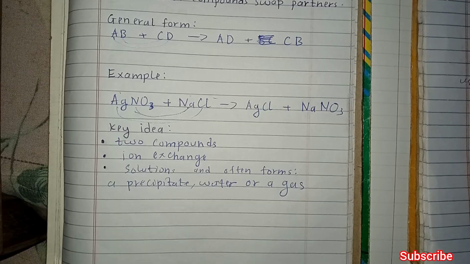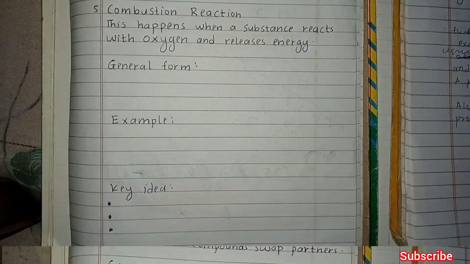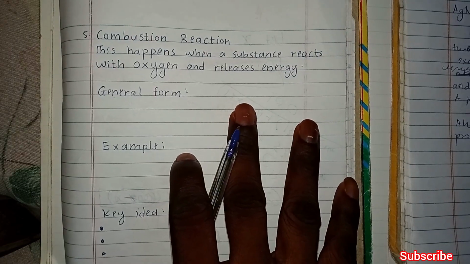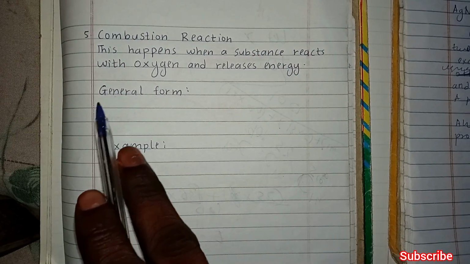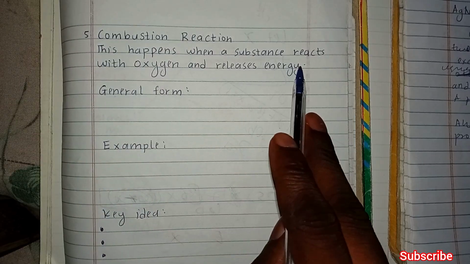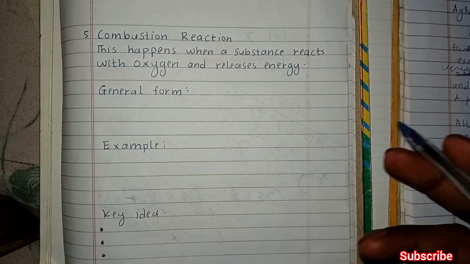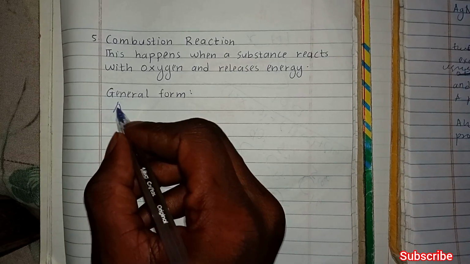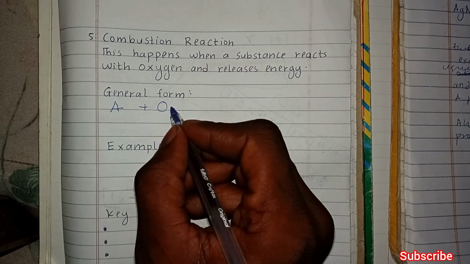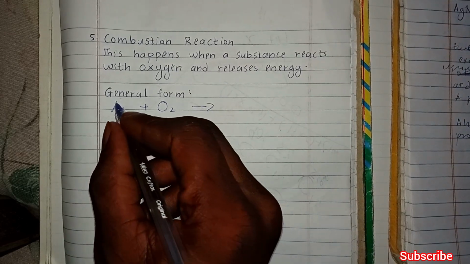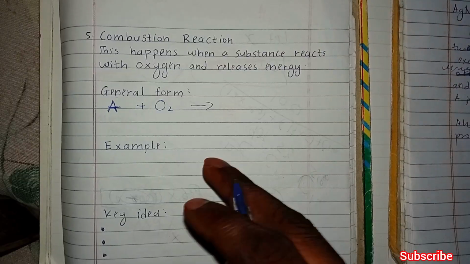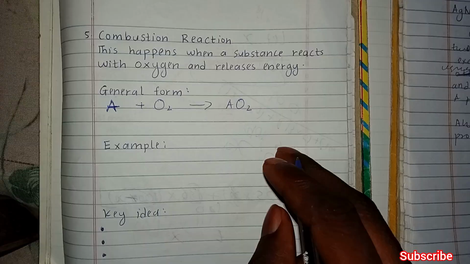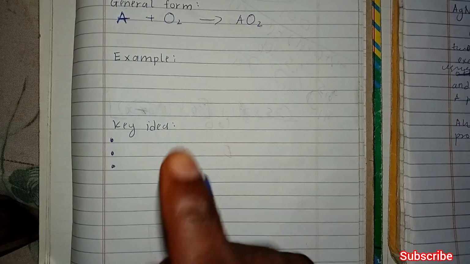Now let's move on to our next and last reaction. The next and last reaction we are going to be talking about is combustion reaction. So this reaction happens when a substance reacts with oxygen. That is all. Any reaction where a substance reacts with oxygen is called combustion reaction. Now let's take very simple examples.